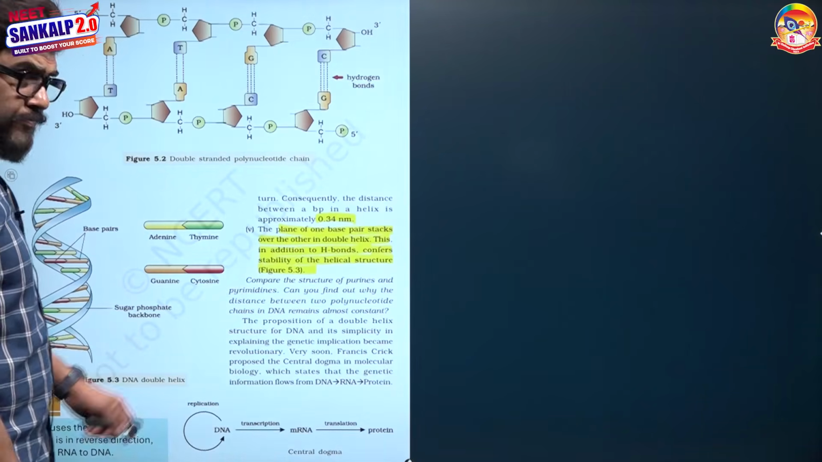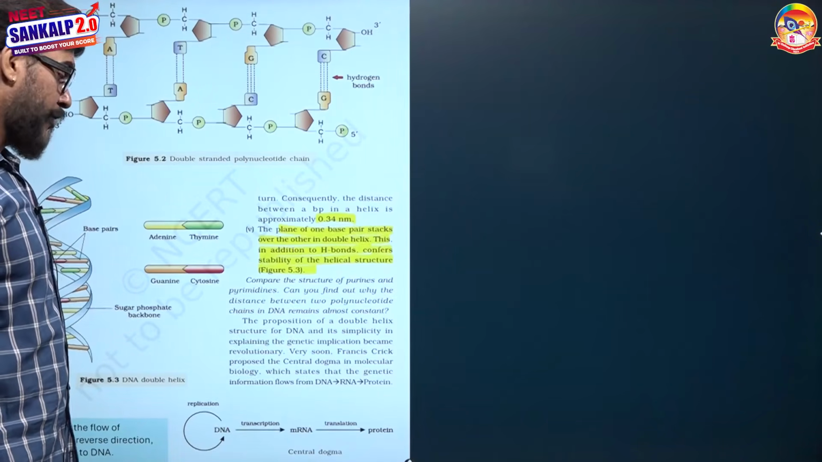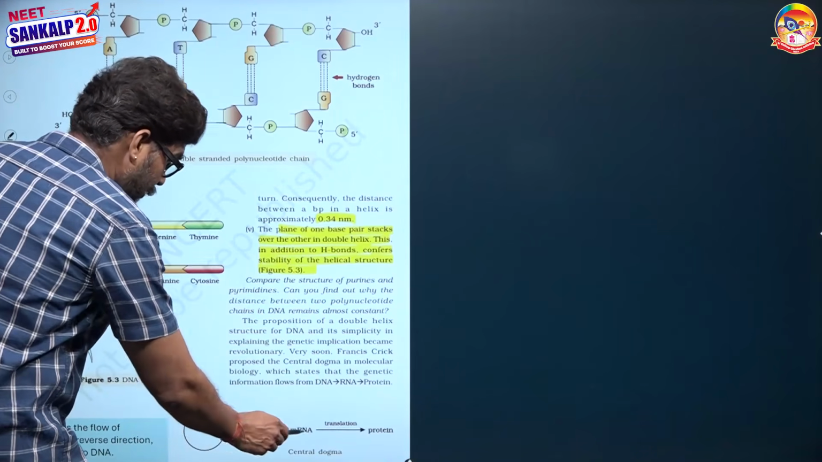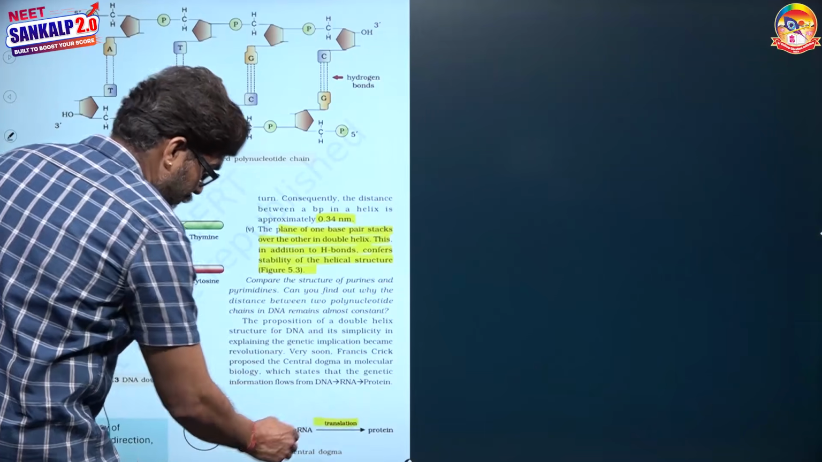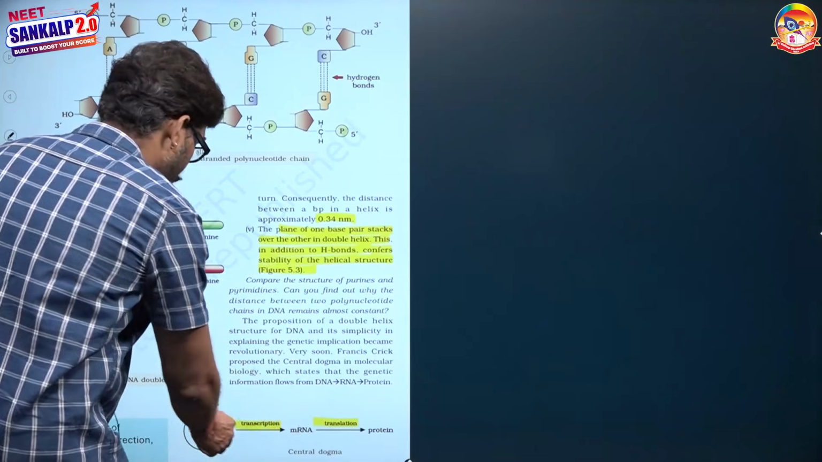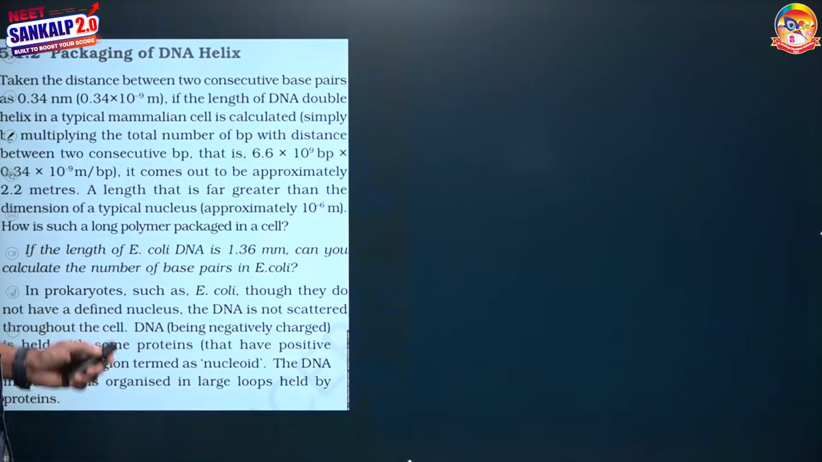Then this is the scheme given as the central dogma of molecular biology. DNA to DNA formation is called replication, DNA to RNA formation is called transcription, and RNA to protein formation is called translation. In some viruses the flow of information is reverse, meaning RNA can also form DNA, and that process is called reverse transcription.